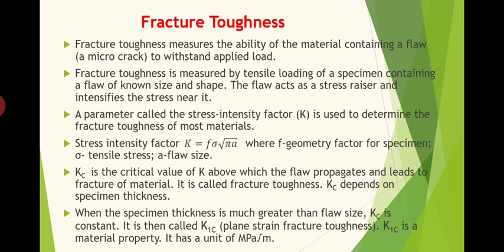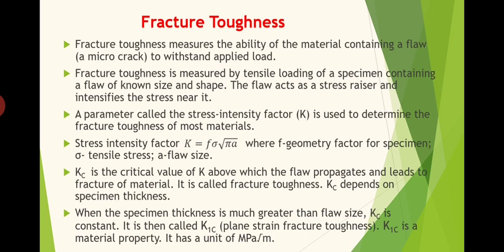Stress intensity factor K is equal to F σ √(πA), where F is the geometry factor for a specimen, σ is the tensile stress or applied stress on that material, and A is the flaw size or the crack size. Okay, so Kc is the critical value of K above which the flaw propagates and leads to the fracture of the material. So even if we apply stress, the crack will propagate only after a critical value of the applied stress. It is called fracture toughness.